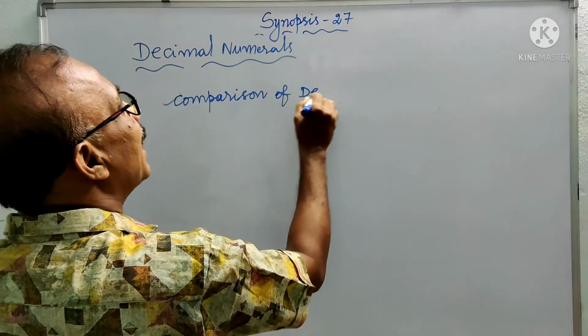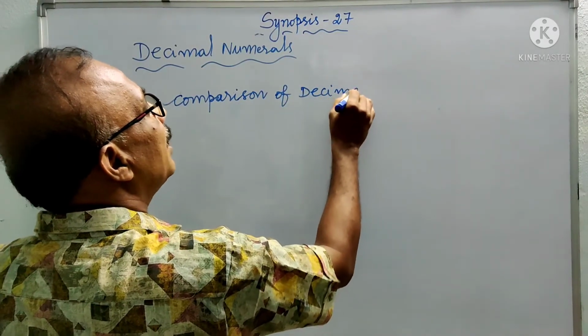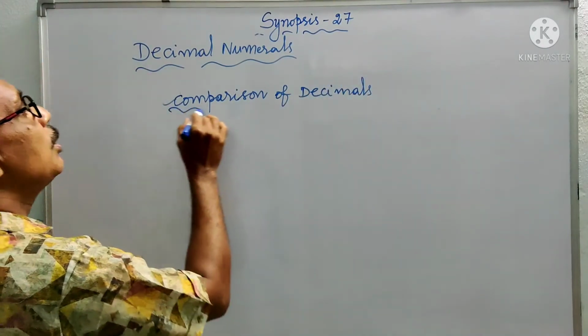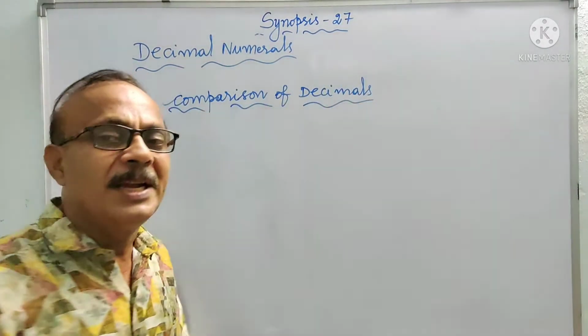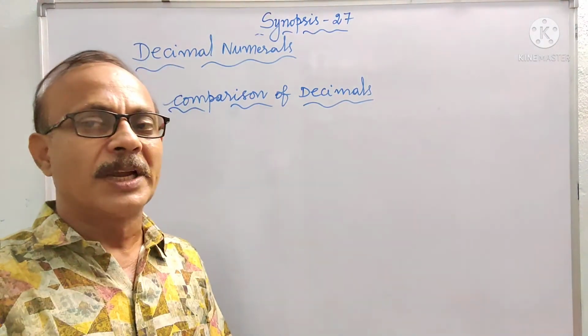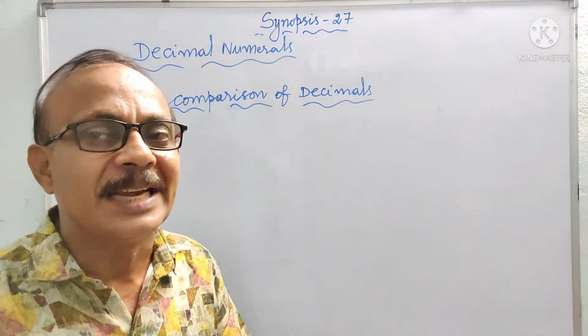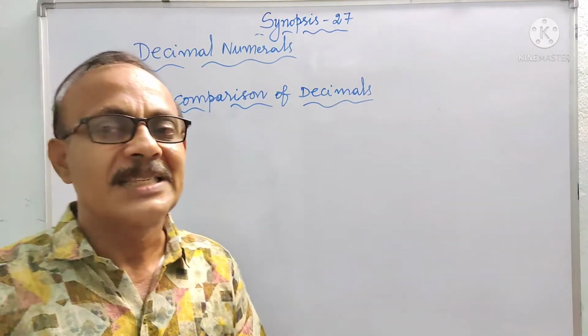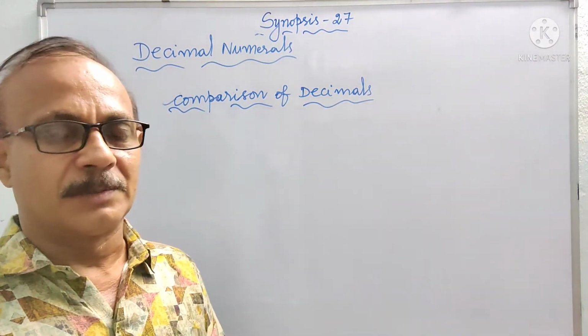So what is meant by comparison of decimals? Of the given 2 decimals, you must be able to say which is big and which is small, and later using which we can write the decimals in ascending and descending order. So let us see how to compare decimals.